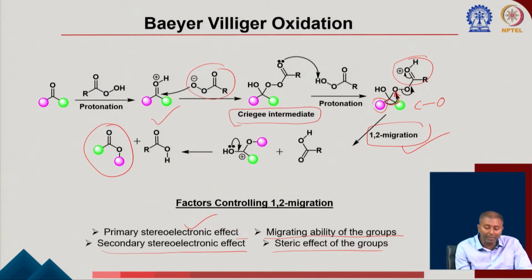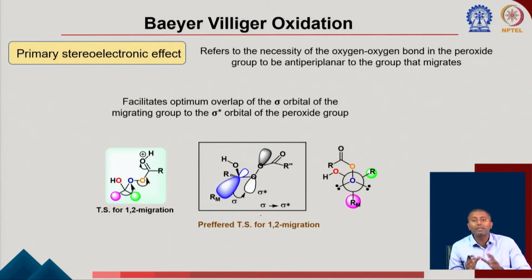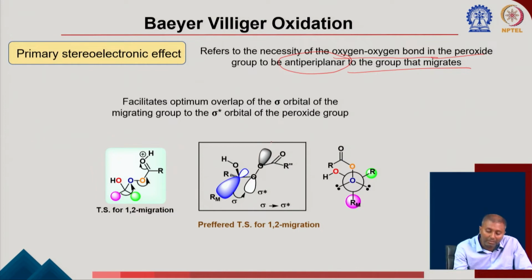So let us start with the primary stereoelectronic effect. Let us try to understand this reaction a little bit with the orbital picture. So what is happening here? One important thing in this reaction is that when the reaction is happening, the oxygen bond in the peroxide and the group that is going to migrate have to be anti-periplanar. So this anti-periplanar requirement is very important. What do I mean by that? It is saying that these particular things here, this oxygen and this particular migrating group, you can see they are actually in an anti-periplanar orientation.